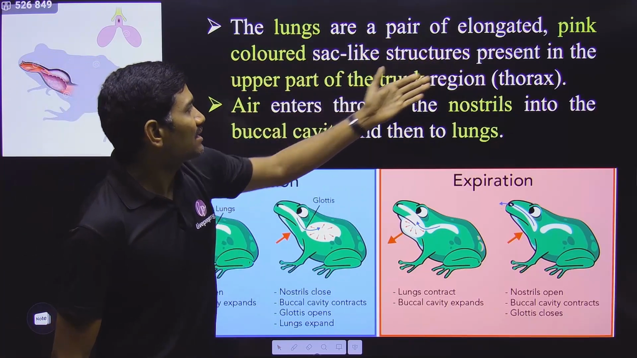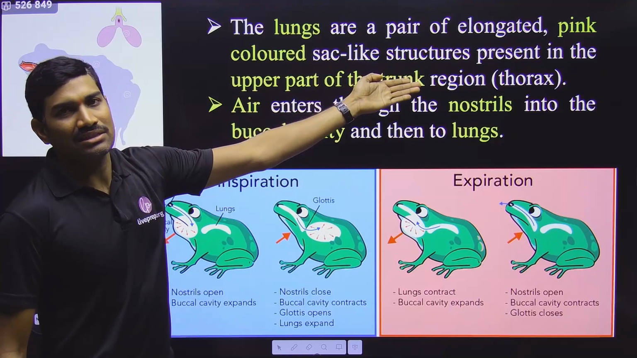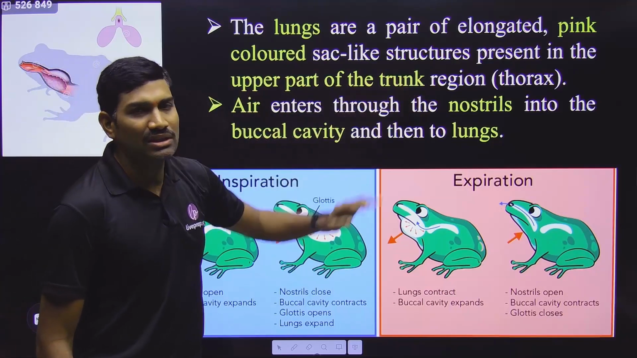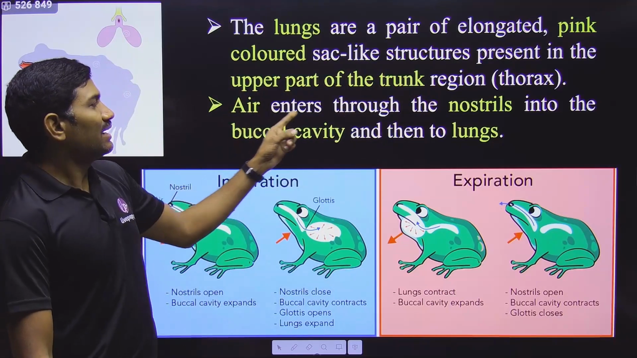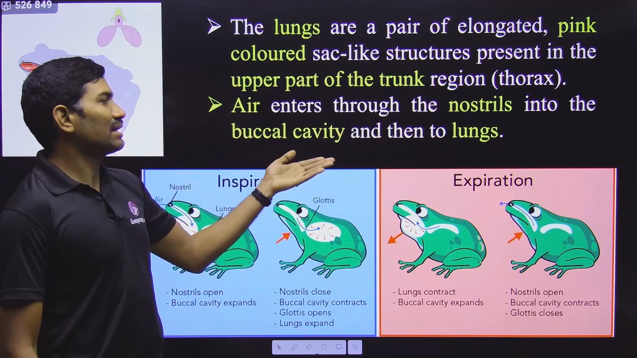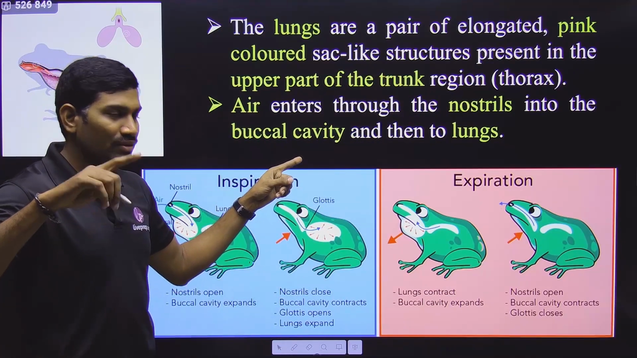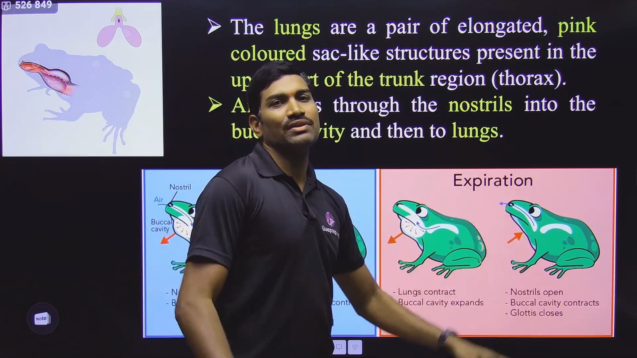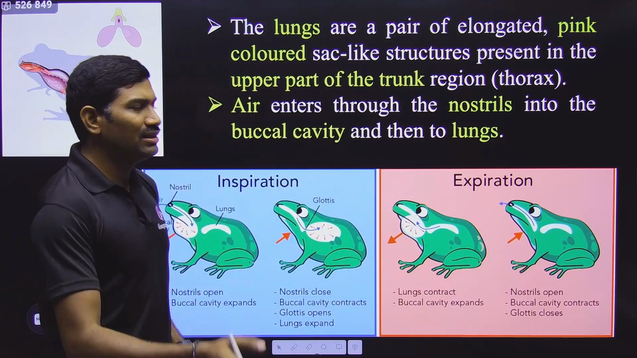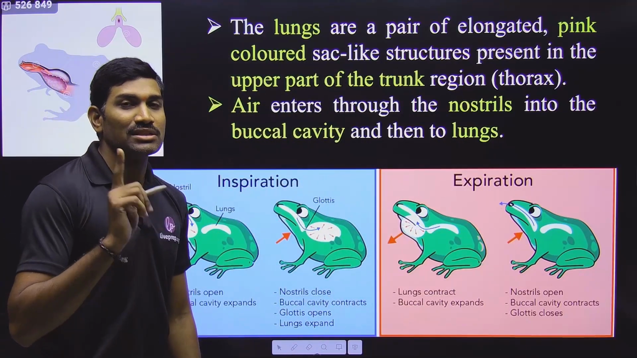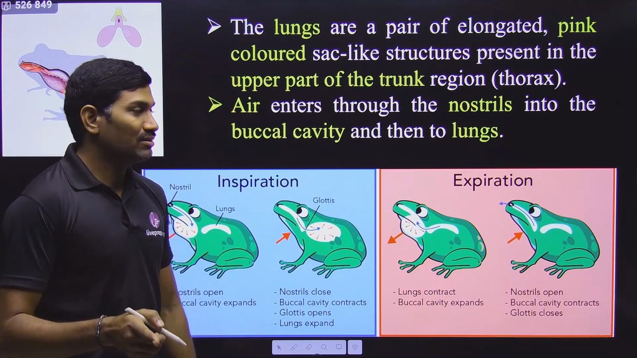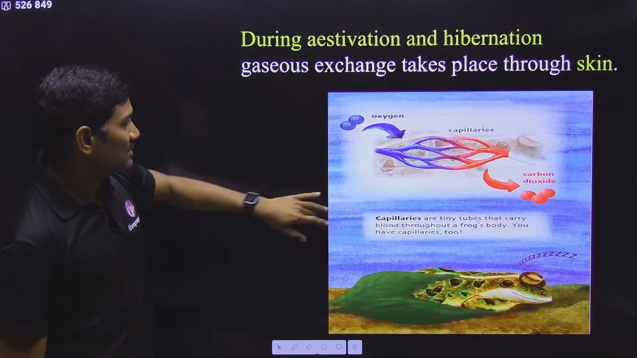These lungs are pink colored sac-like structures that are present in the upper part of the trunk region, that is the thorax. Air enters through the nostrils into the buccal cavity, and then it enters into the lungs. So at the buccal cavity also exchange of gas can occur, in the lungs also exchange of gases can occur. Anyhow, skin is a separate one. Please remember, skin should be moist. That's why the exchange of gases can occur there.